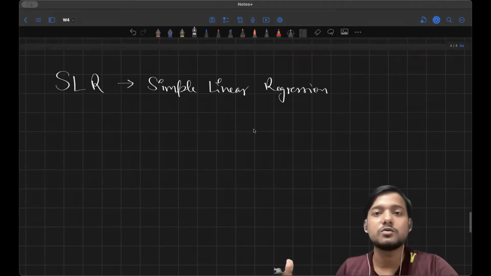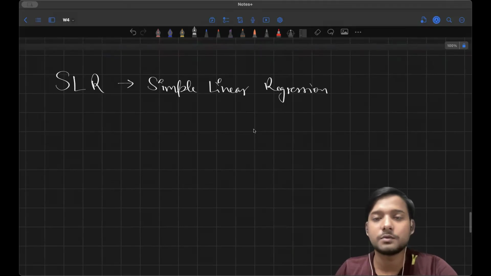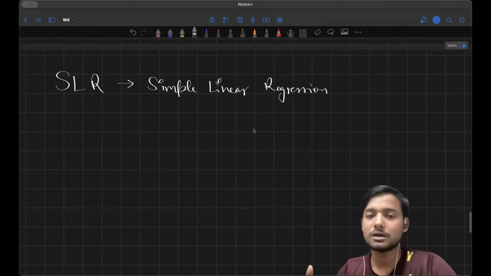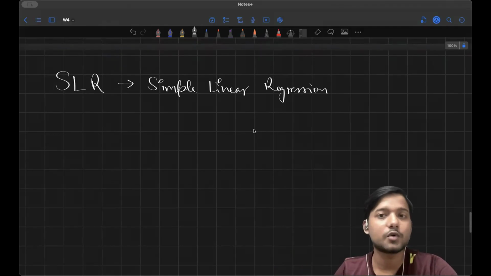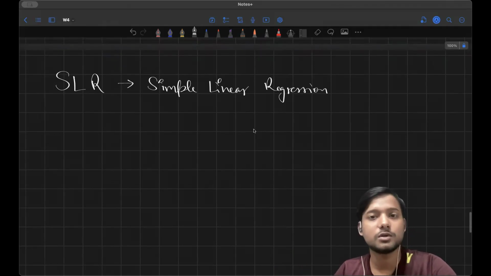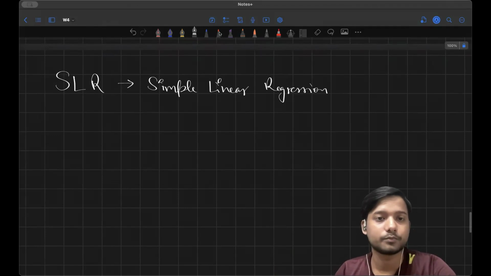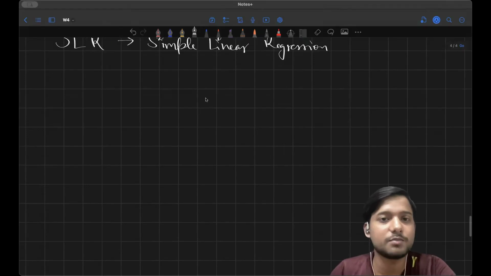linear because we are going to use linear combinations, and the equation which you will be getting is going to be linear with respect to the parameters. So that is one important thing. And simple because at this point in this week 4, we will be only considering one input variable. So let's get started. So what is simple linear regression?